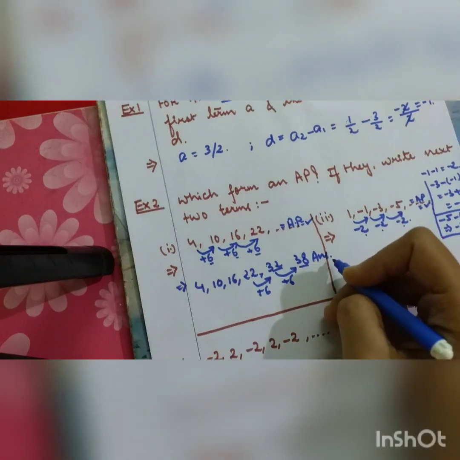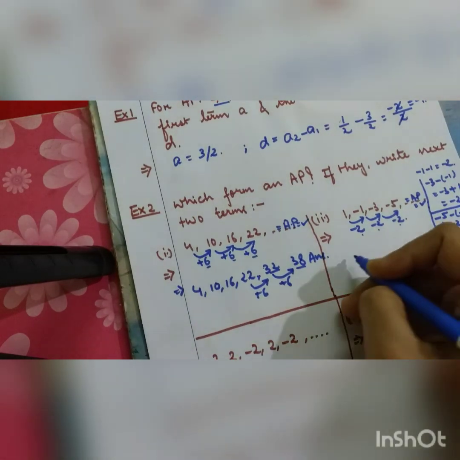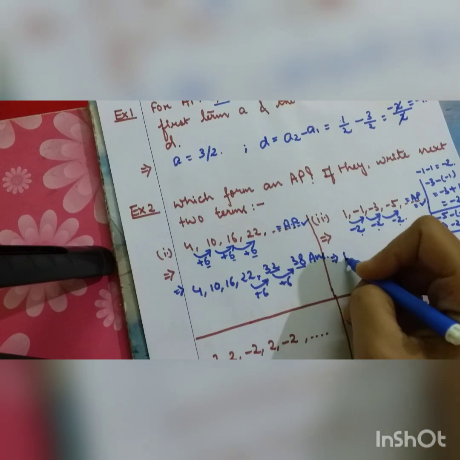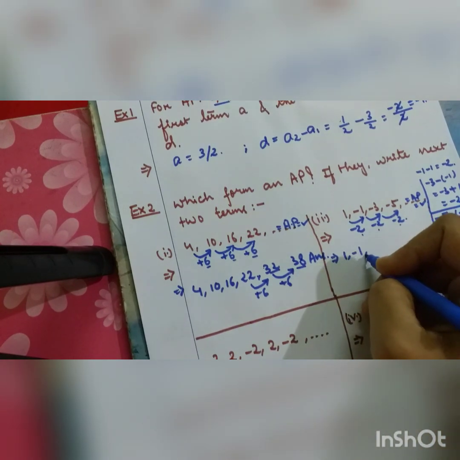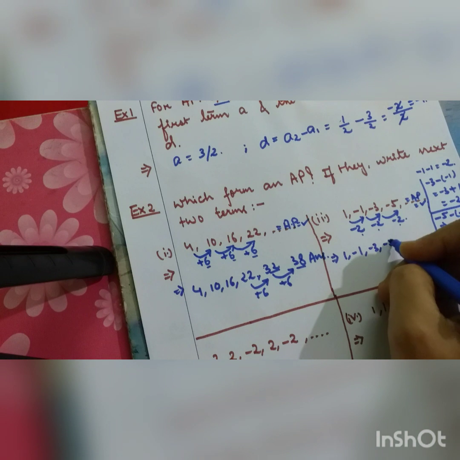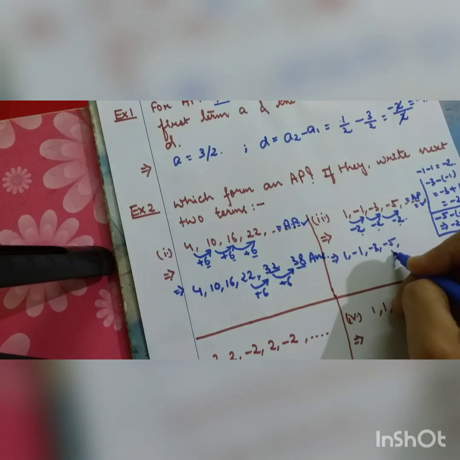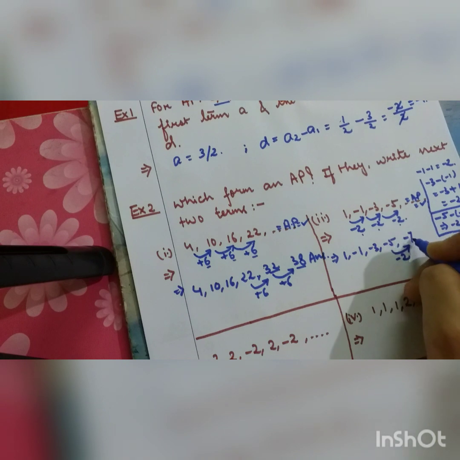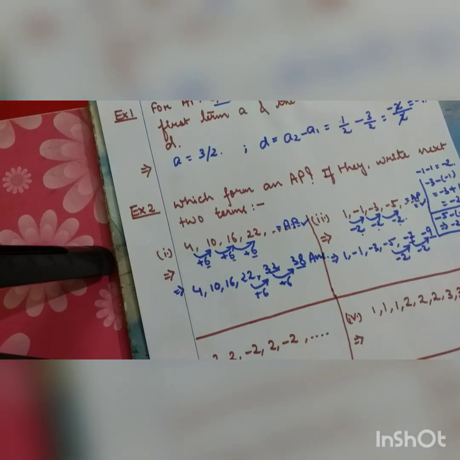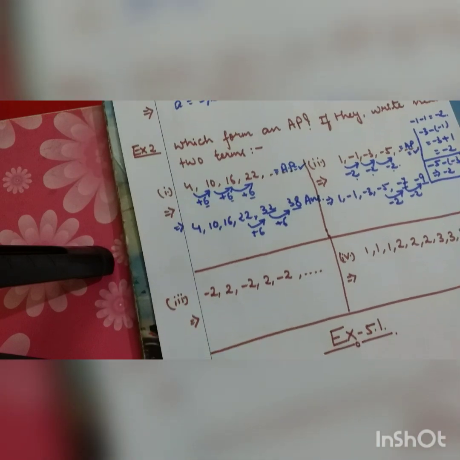Now we have to write the next two terms after minus 5. The series was earlier 1, minus 1, minus 3, minus 5. To get the next term, we just add the common difference. Minus 5 minus 2 will be minus 7, and again adding minus 2, minus 7 minus 2 will be minus 9. So our next two terms are minus 7 and minus 9. Hope it is clear till here. Come to the next question.